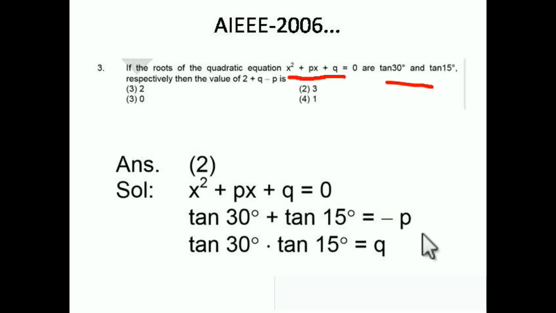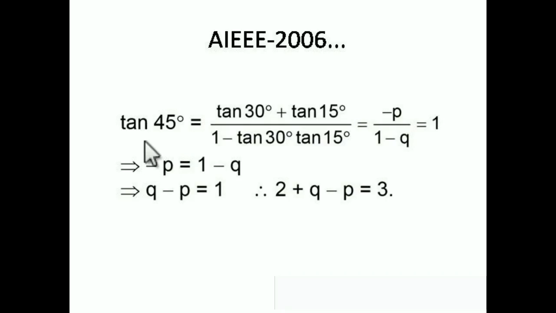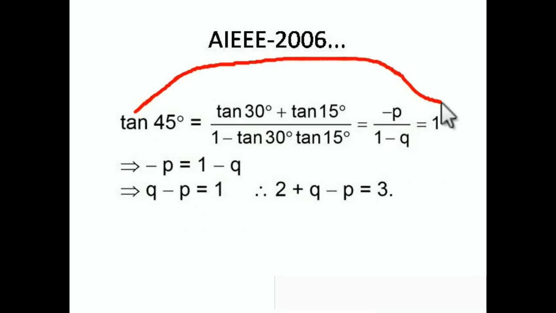So this is the value of tan 30° + tan 15° and tan 30° · tan 15°. Now we know that tan 45° is 1. We all know the value of tan 45° is 1. But we can write 45° as 30° + 15°. So it's (tan 30° + tan 15°) upon (1 − tan 30° tan 15°). This is the formula: tan(α + β) = (tan α + tan β)/(1 − tan α tan β).